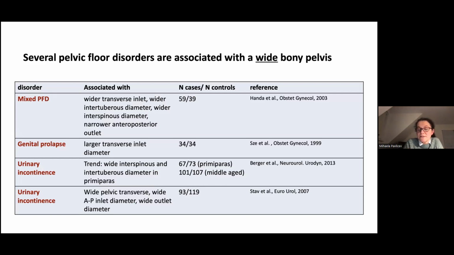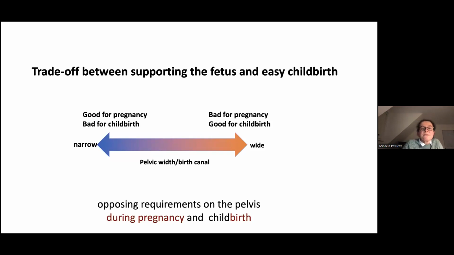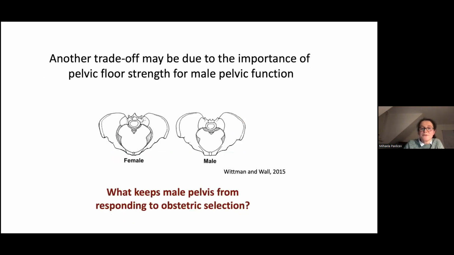Not all is pointing in the same direction, so there's a lot to do still. But there's quite a lot of evidence showing that a wide lateral pelvis does lead to more pelvic floor disorders. So incontinence, prolapse, and also mixed disorders. So what this might point to is that there is a trade-off between supporting the fetus and childbirth. So we have advantages of a narrow pelvis for good support, but advantages of a wide pelvis for childbirth. So one of the trade-offs that we might be encountering.